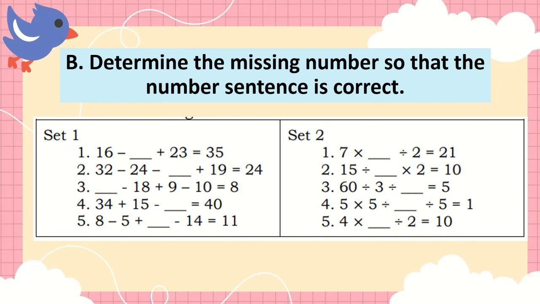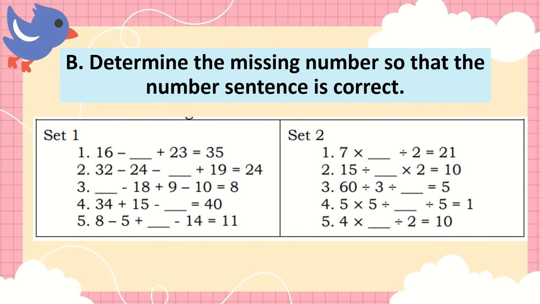For letter B, determine the missing number so that the number sentence is correct. For set 1, number 1: 16 minus blank plus 23 equals 35. 2. 32 minus 24 minus blank plus 19 equals 24. 3. Blank minus 18 plus 9 minus 10 equals 8. 4. 34 plus 15 minus blank equals 40. 5. 8 minus 5 plus blank minus 14 equals 11.